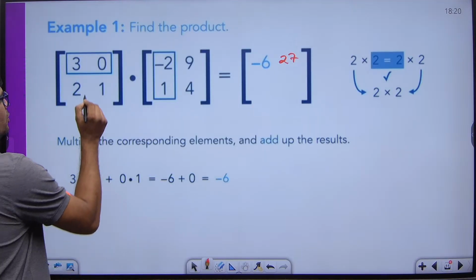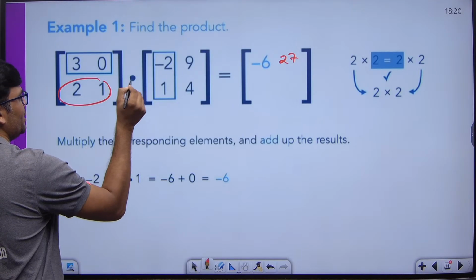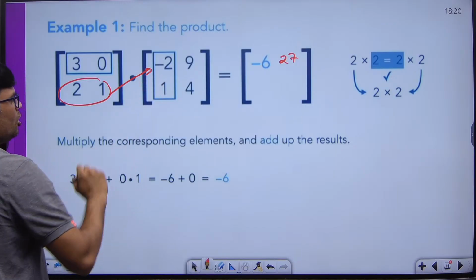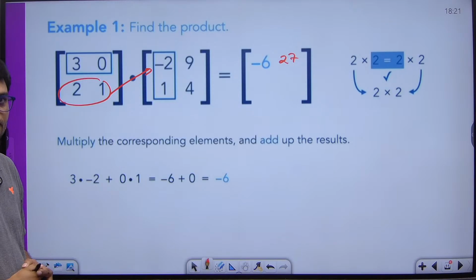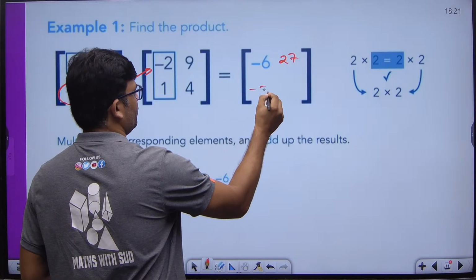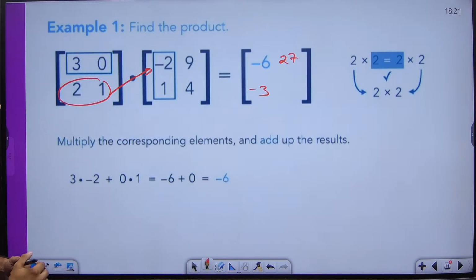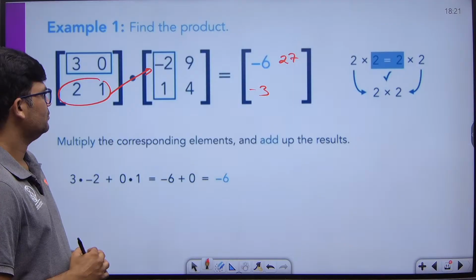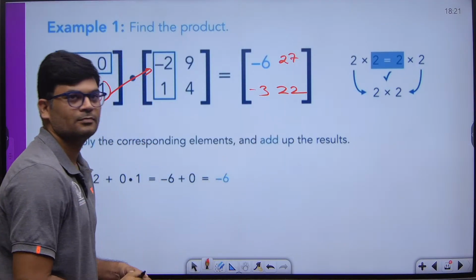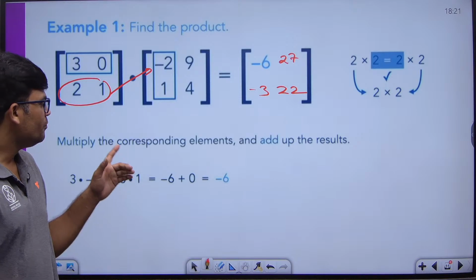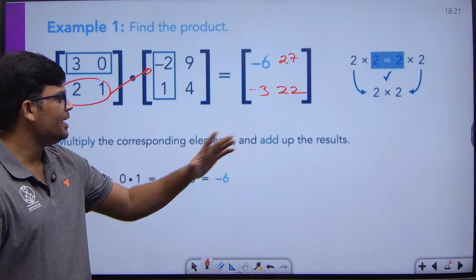Now coming to the second row. The second row will be multiplied by the first column. So how much will you get? Tell me. -4 plus 1, so -3. Very good. What about the next one? 18 plus 4, 22. So easy. So multiply the corresponding elements and add up the results.